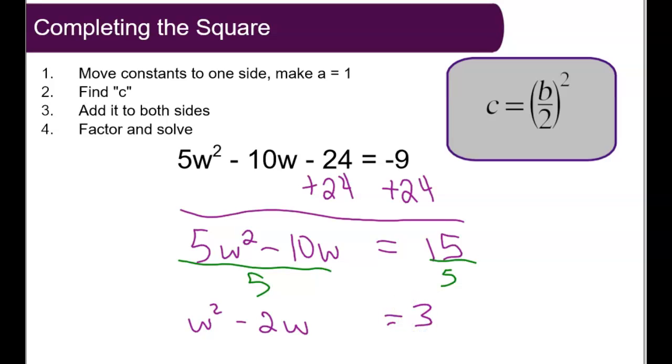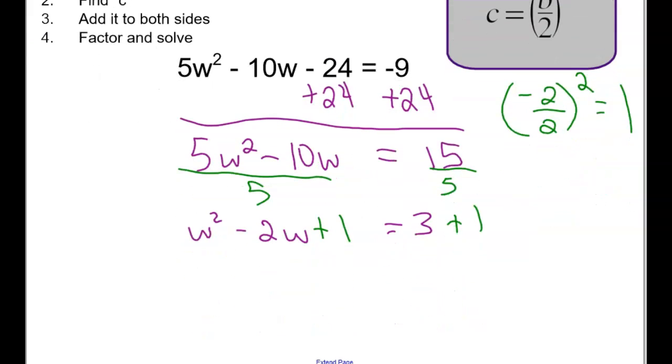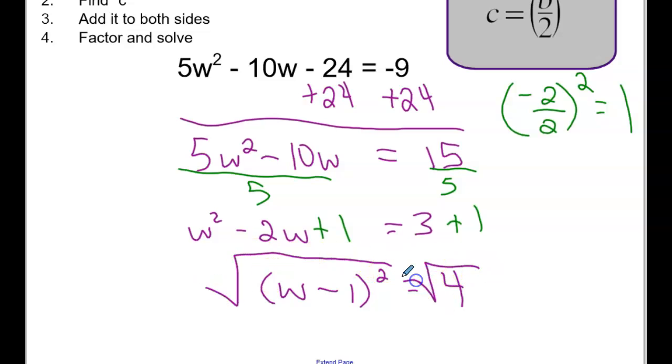What is the term that's going to help me complete this square? b is negative 2 over 2, that's negative 1. Negative 1 squared is positive 1, so I need to add 1 to both sides. What is the factored form of w squared minus 2w plus 1? That's going to be w minus 1, that quantity squared, and that's going to be equal to 4. I need to take the square root of both sides.